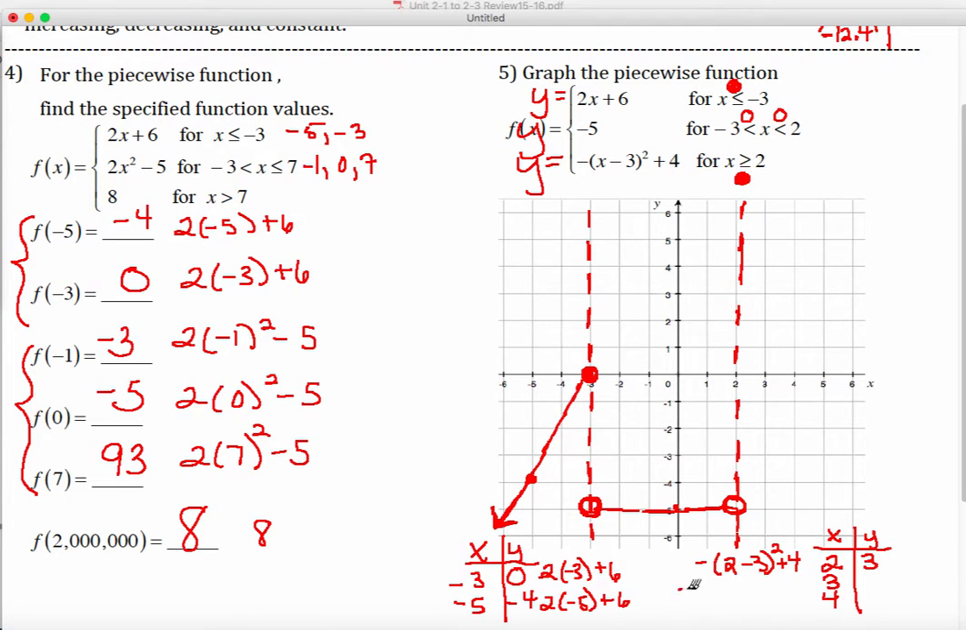And then we're going to put in a 3. And then I do 3 minus 3, which is 0. 0 squared is 0. Plus 4 is 4. And then finally we'll put in a 4. And then we have 4 take away 3 is 1. 1 squared is 1. The negative carries over. You get -1 plus 4, which is 3. All right, so I got a couple ordered pairs.